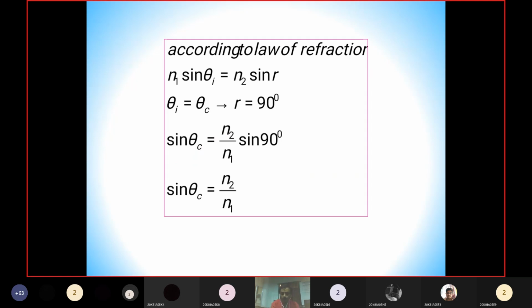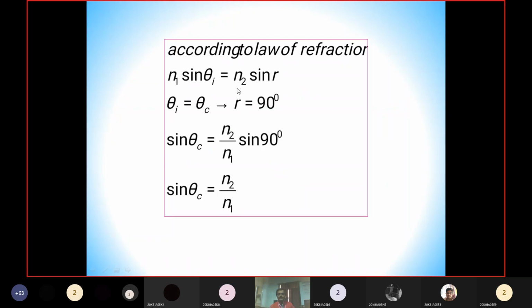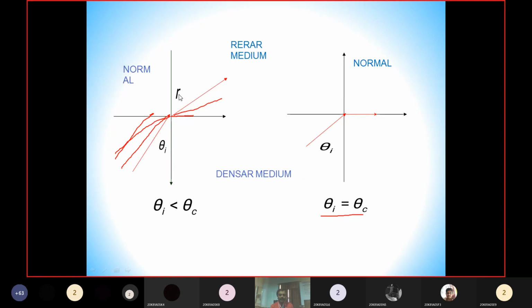Now we will find out what the critical angle is. We have to calculate the critical angle here. We know that according to the law of refraction, when light is refracting from one medium to another medium, there is a law, that law is Snell's law: n1 sin i is equal to n2 sin r. Here the incident angle is theta i, so n1 sin theta i equals n2 sin r, where r is the refracted angle.